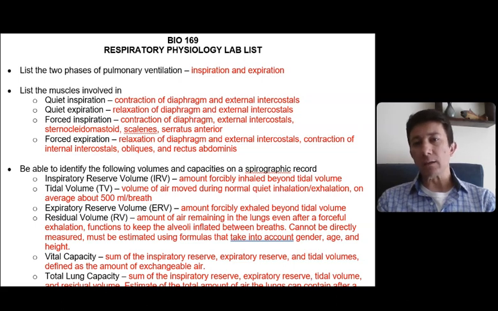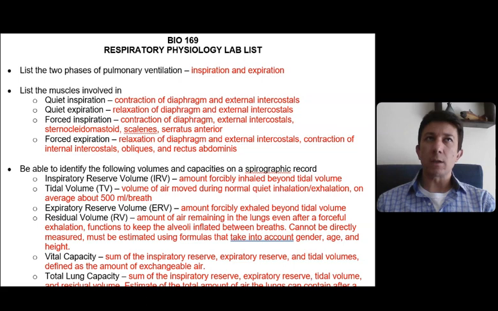And we have two phases. The first is inspiration, which is describing inhalation, and the second is expiration, which is describing exhalation. The muscles that are involved in this are involved in either quiet inspiration and quiet expiration or forced inspiration and forced expiration. Now, quiet inspiration and expiration are simply the breathing, the pulmonary ventilation cycles that occur when we're at rest.